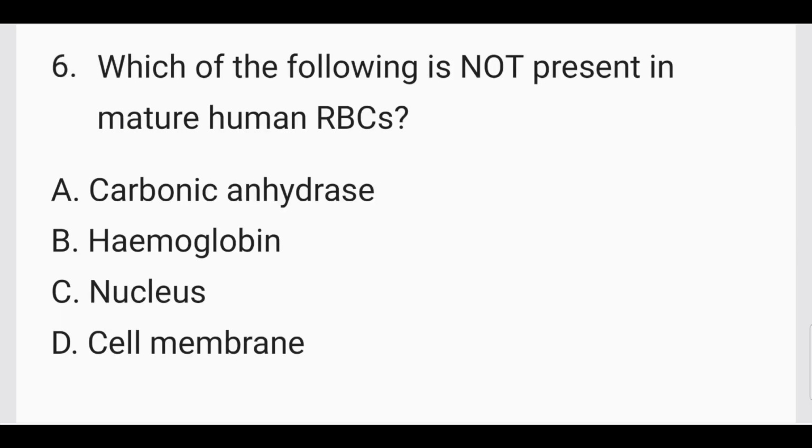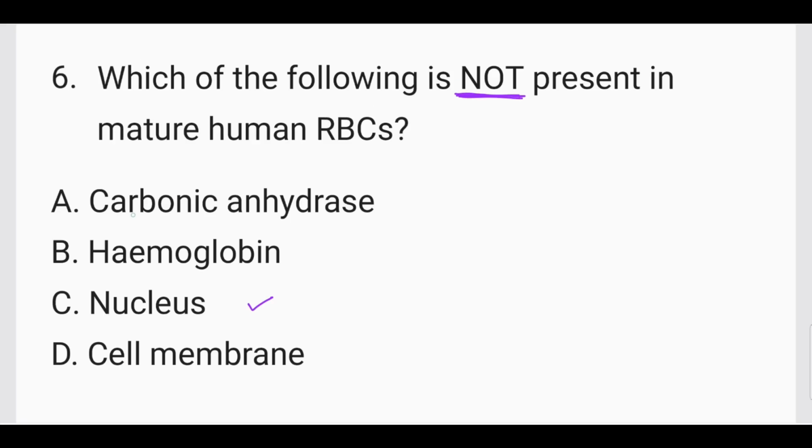Question number 6: which of the following is not present in mature human RBC? A, carbonic anhydrase, B, hemoglobin, C, nucleus, D, cell membrane. Answer is C, nucleus. Now बच्चों, यहाँ पे देखिए कार्बोनिक एनहाइड्रेस लिखा है. This enzyme helps in carbon dioxide transport.